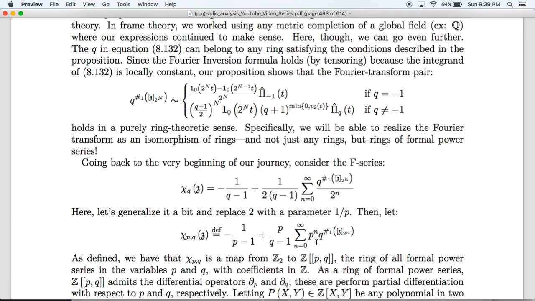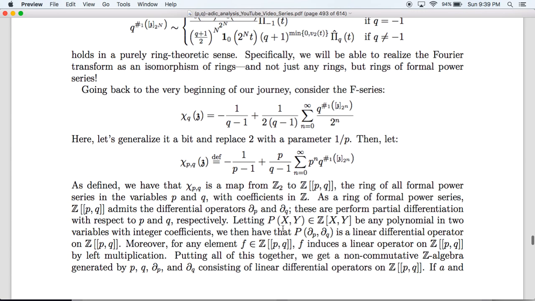that chi pq is a map from the two-adic integers to the ring of all formal power series in the variables p and q with coefficients in z. As a ring of formal power series, we have two differential operators, derivative with respect to p and derivative with respect to q. Letting p be any polynomial in two variables with integer coefficients, we can then apply it to the differential operators, and that gives a linear differential operator on this ring of power series.